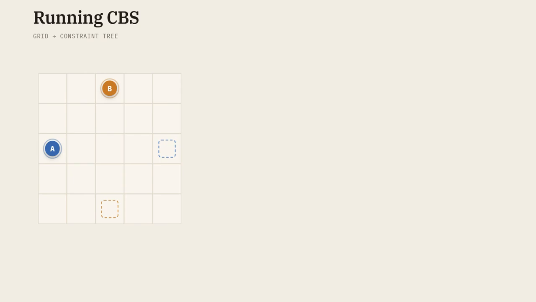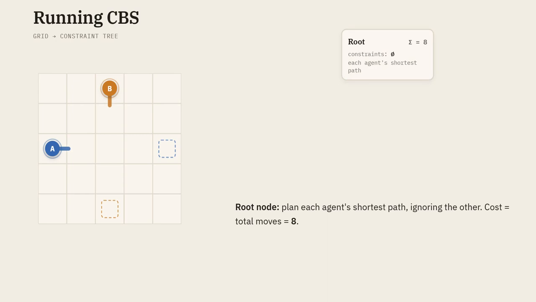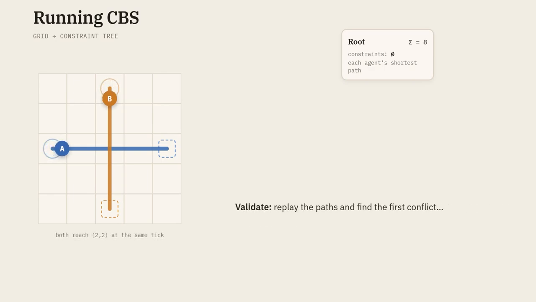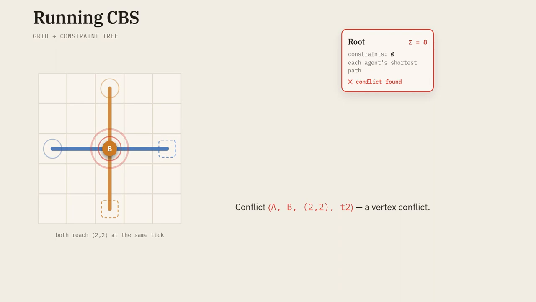Now let's run the full algorithm on our two agents. We begin at the root of the constraint tree, with no constraints at all. Each agent gets its shortest path, ignoring the other. The total cost is 8. Now we validate, replay the paths, and look for the first conflict. There it is. Agents A and B both occupy cell 2-2 at time 2.